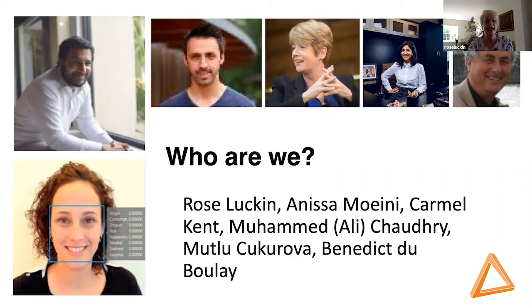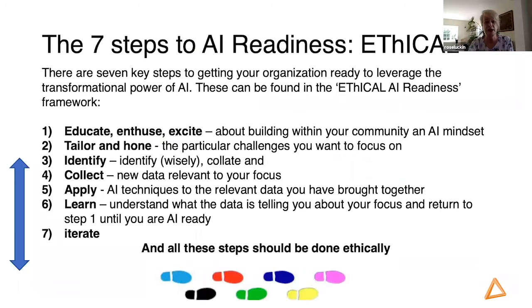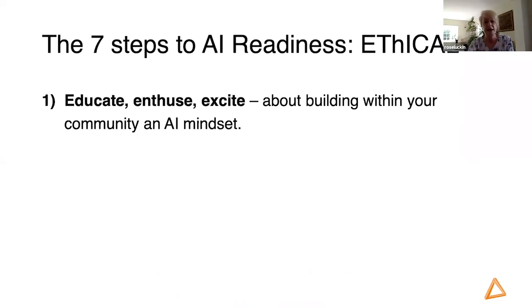And this is the AI Readiness Ethical 7-Step Framework that I introduced in the first webinar. And today we're really focusing on that first step, which is about helping people understand some of the basics of AI and trying to show how AI can be of benefit to you, your business, your community, so that you can enthuse and excite your staff, your team, your business about engaging with AI and in particular data.